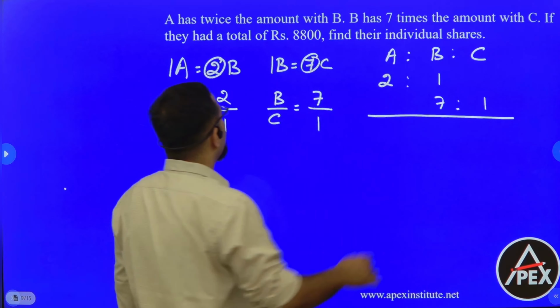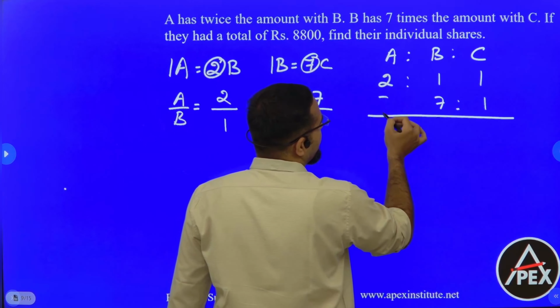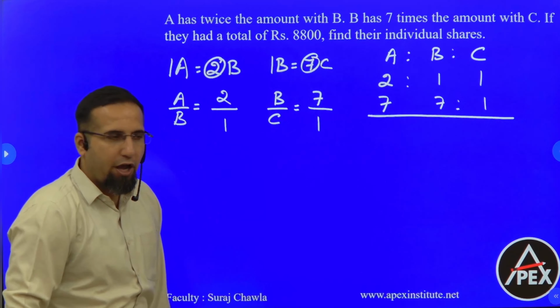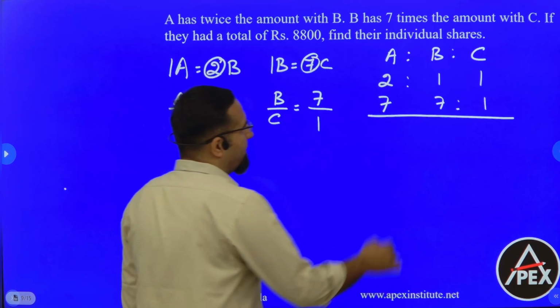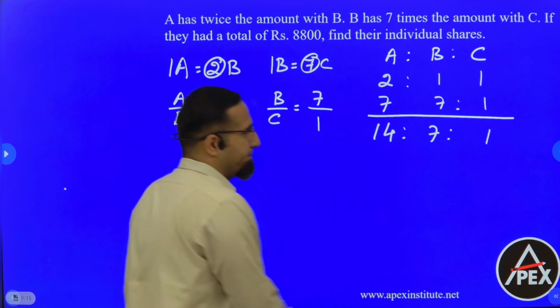Clear? There is a space empty to the right of this. So, therefore, I write 1 here. There is a space empty to the left of this. So, therefore, I write a 7 here. And now, my job is to multiply. When I multiply, what do I get? This is 14 is to 7 is to 1.